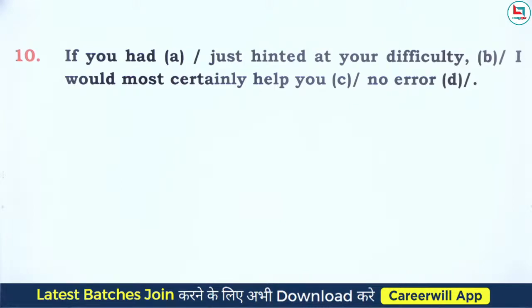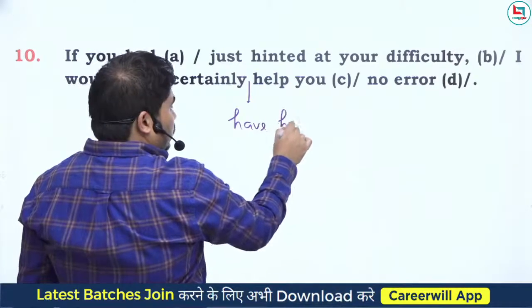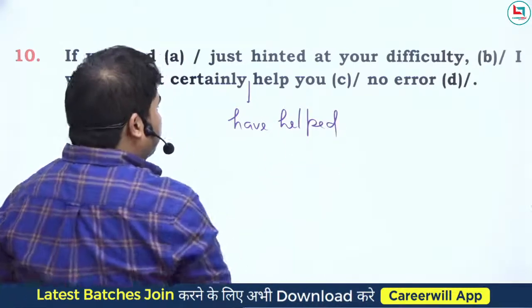If you had just hinted at your difficulty, I would most certainly help you. If you had just hinted at your difficulty, अगर तुमने थोड़ा भी hint किया होता तुम्हारी समस्याओं के बारे में, I would most certainly help, right? This is incorrect. I would most certainly have helped you. Have helped you. Type 3.